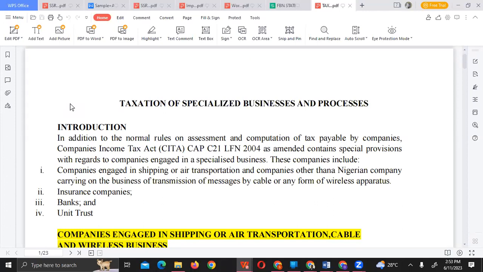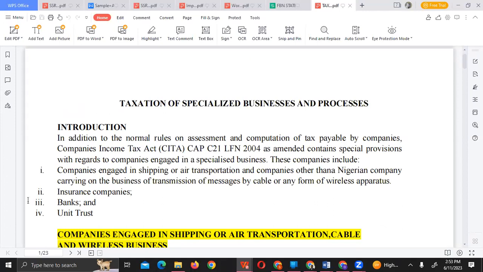Now, today we are looking at the taxation of specialized business and processes, and it may interest you to know that we have four types of special businesses. Under the specialized business, we have four types of businesses.